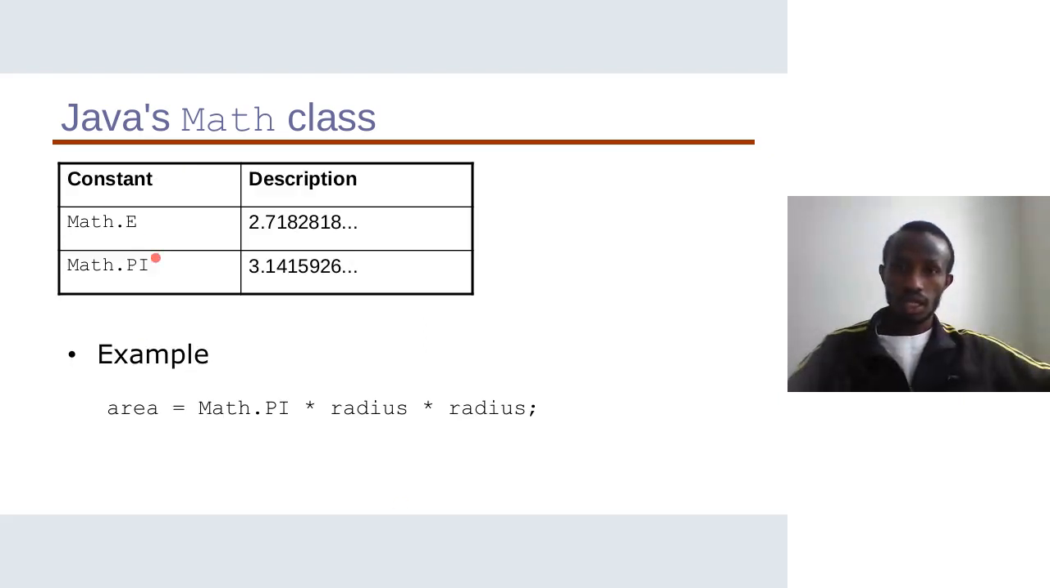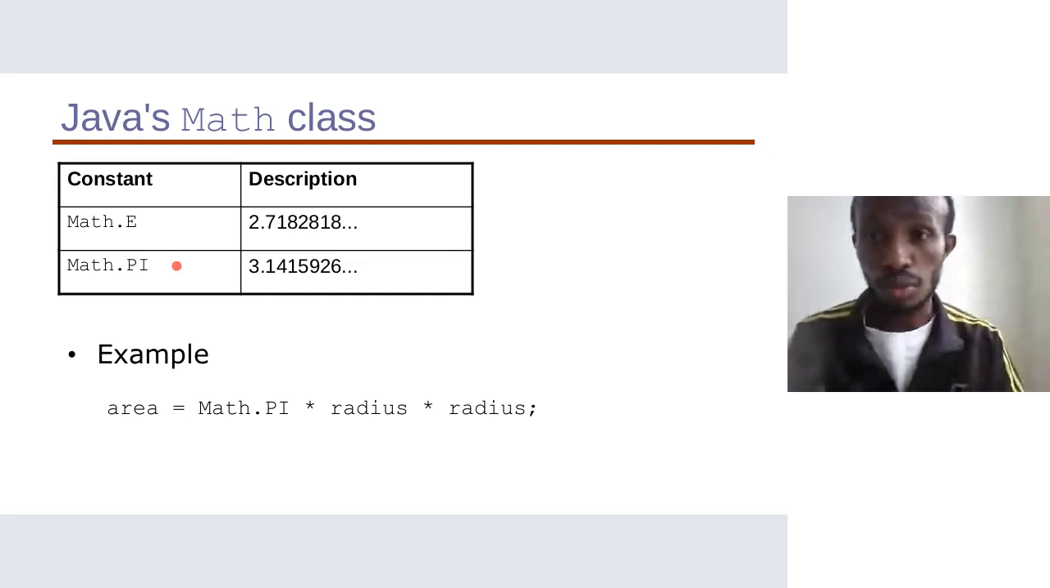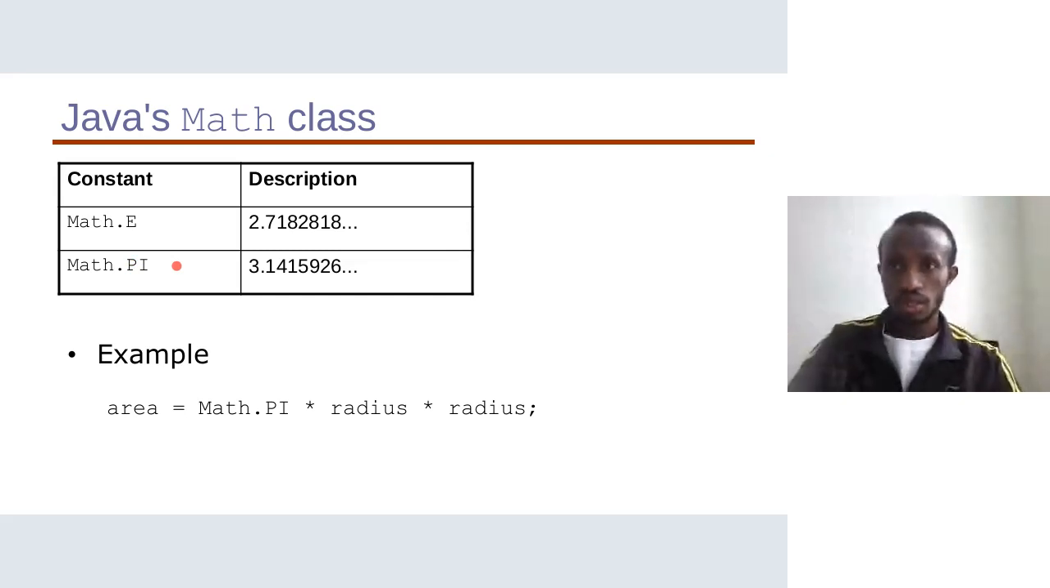And the math class also has two constants. We have E for the natural logarithms, and we also have PI. Remember we mentioned earlier that when you are naming constants, constants are supposed to be in uppercase. So even in the math class, if you want to access PI, make sure that PI is in uppercase.